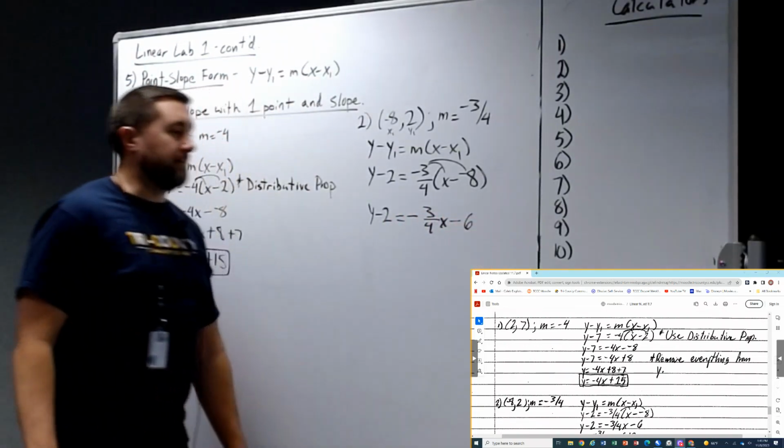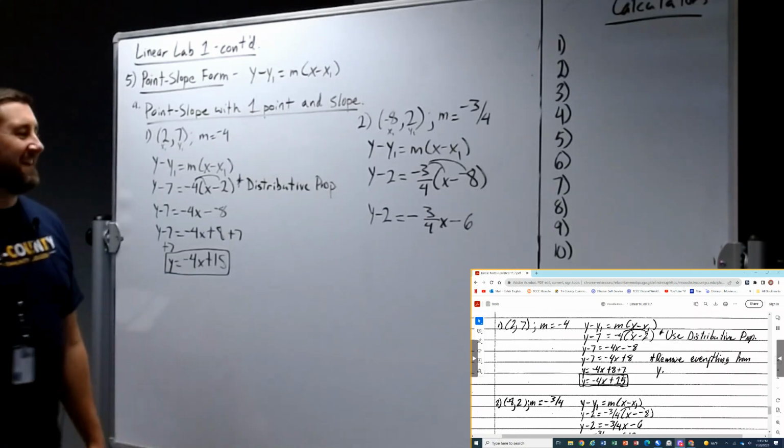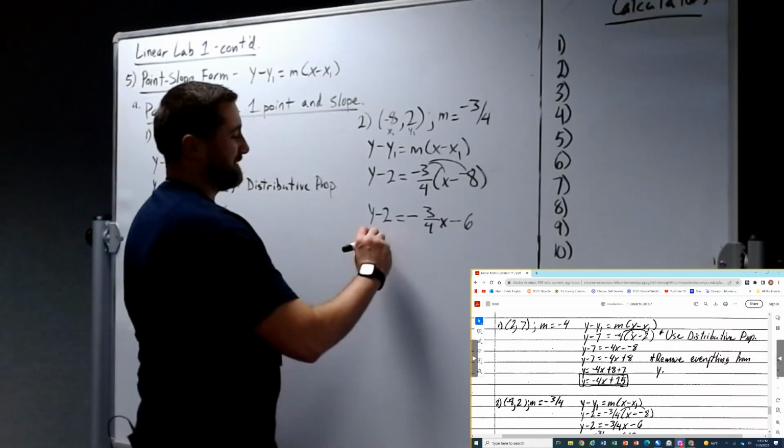Now, like I said, I could have done that by hand, right? Negative 3 times negative 8, that's positive 24. 24 divided by 4 is 6. I did that faster than Alex put it in his calculator. It's fine. I'm just giving you a hard time.